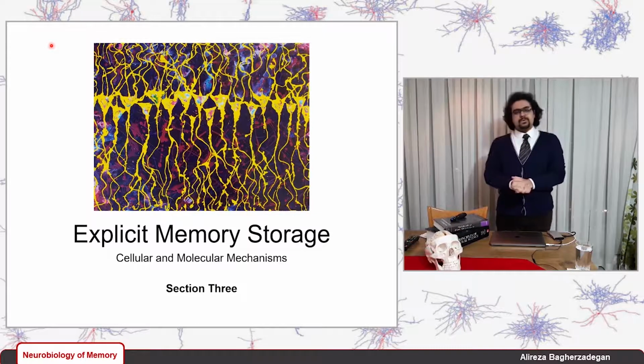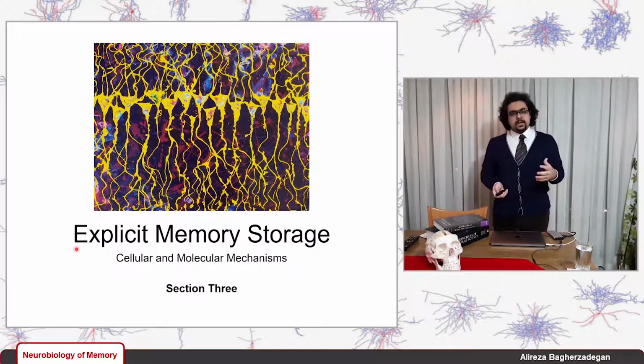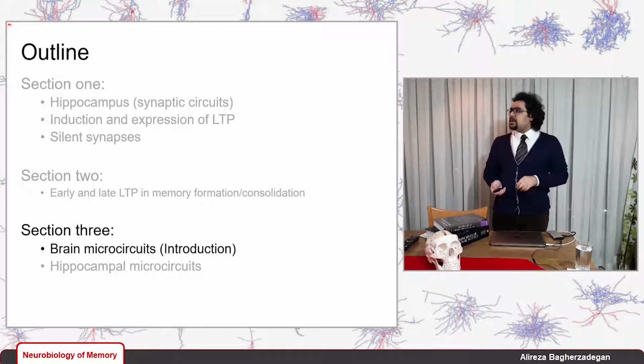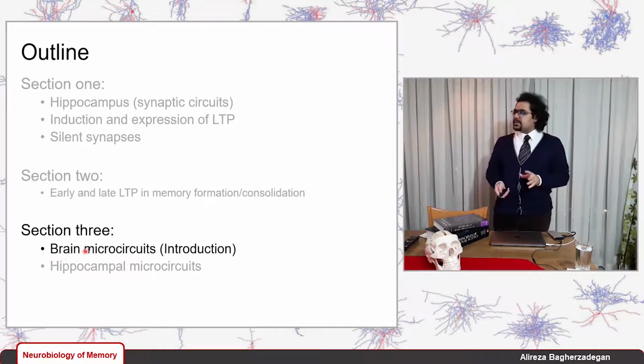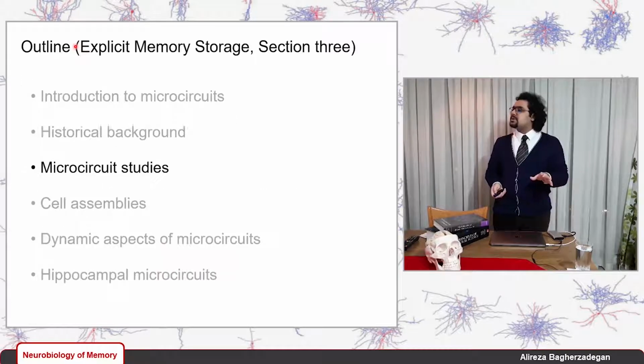As I explained in the previous lecture, we are still at section 3 of these lectures on explicit memory. I dedicated the whole of section 3 just to an introduction to microcircuits and hippocampal microcircuits. This is the outline of the whole explicit memory lectures. I talked about hippocampus and LTP, but the third section is just about brain microcircuits and hippocampal microcircuits. And this is the outline for the third section.